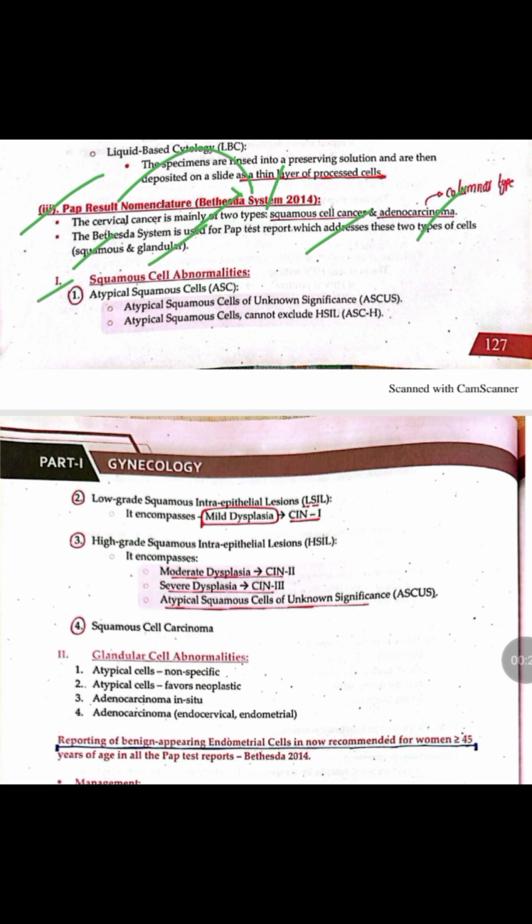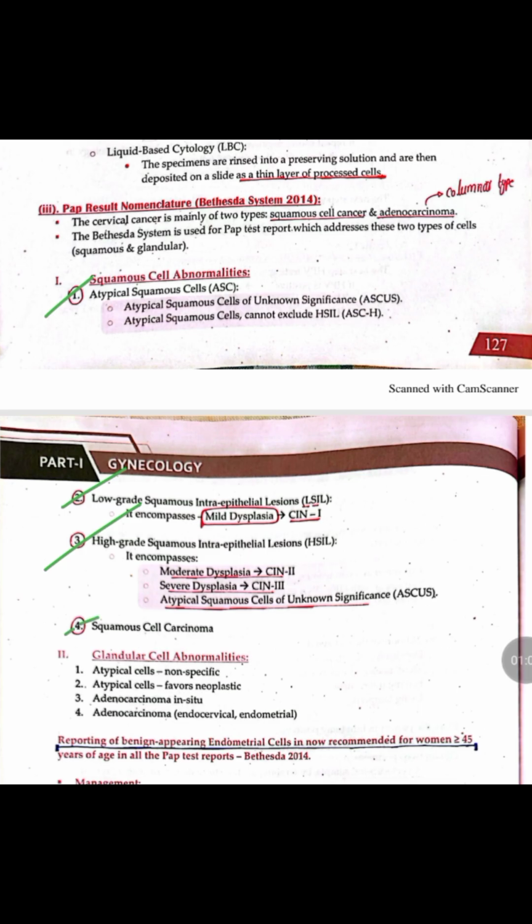First one is the squamous cell abnormalities, that include atypical squamous cells, which include atypical squamous cells of undetermined significance, and atypical squamous cells in which we cannot exclude a high-grade squamous intraepithelial lesion. Second one is the low-grade squamous intraepithelial lesion, which corresponds to mild dysplasia, that is CIN1, and third one is the high-grade squamous intraepithelial lesions that include moderate dysplasia, which is CIN2, and severe dysplasia, that is CIN3. And fourth one is squamous cell carcinoma. So the squamous cell abnormalities include atypical squamous cells, low-grade squamous intraepithelial lesions, high-grade squamous intraepithelial lesions, and squamous cell carcinoma.